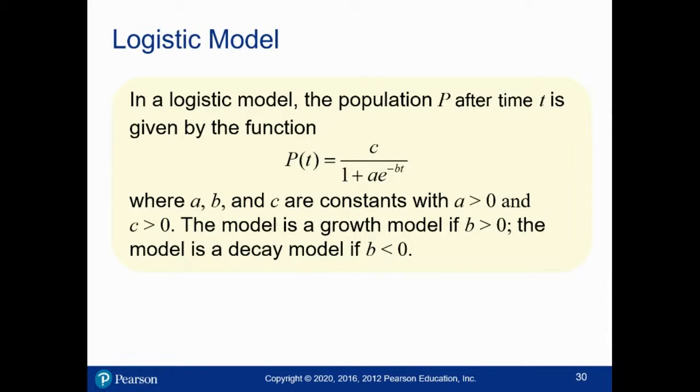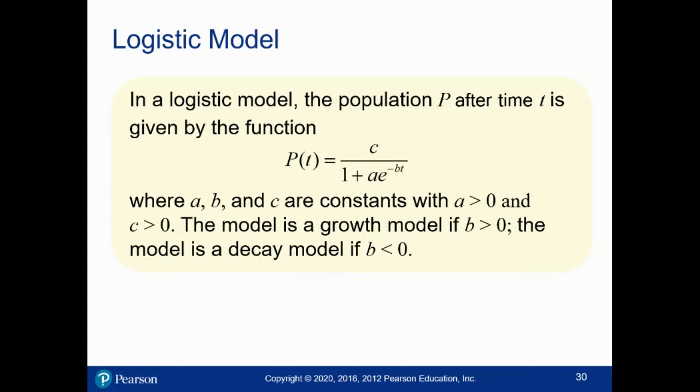So we've come back to finish off section 5.8. We're going to study logistic models, which use the following function right here. The population P of t at time t is given by c over 1 plus a times e to the minus bt. I have lots of constants going on here, a, b, and c.